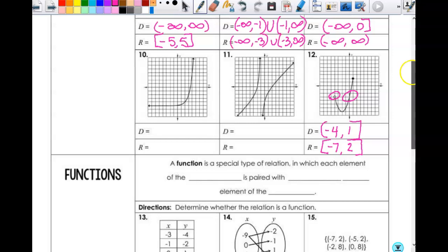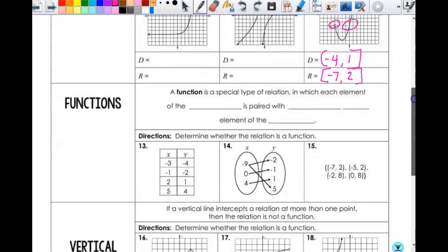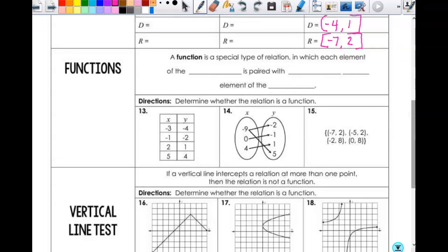All right, so that's relations in general, and all that stuff applies to functions as well. So now function, here's your definition. A function is a special type of relation in which each element of the domain, which means your x's, is paired with exactly one element of the range, which is your y's. That word exactly is very important.